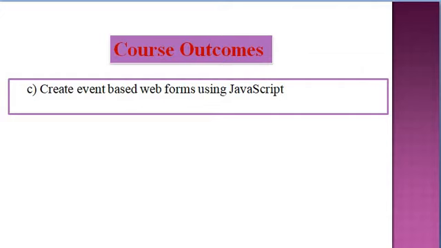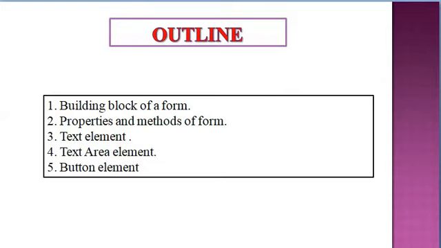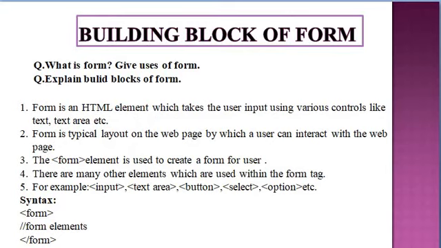Next point is today's lecture content. In this lecture, we study the building blocks of a form, properties and methods of a form, text elements, text area element and button element. Next point is the building block of form. The question is, what is meant by form? Give the uses of a form and explain the building blocks of a form.